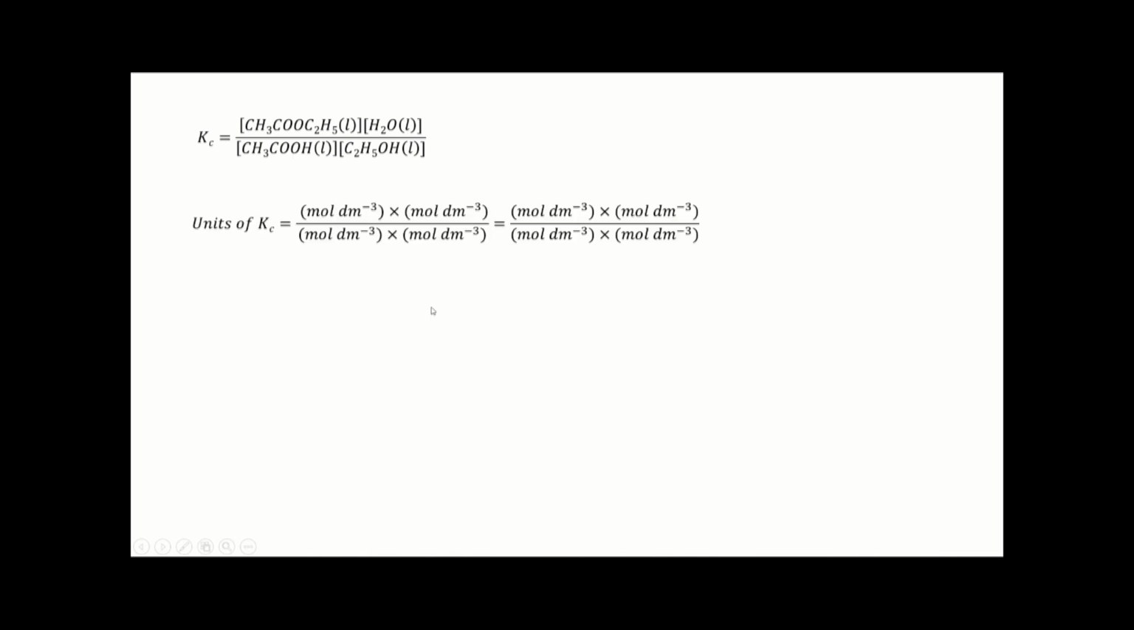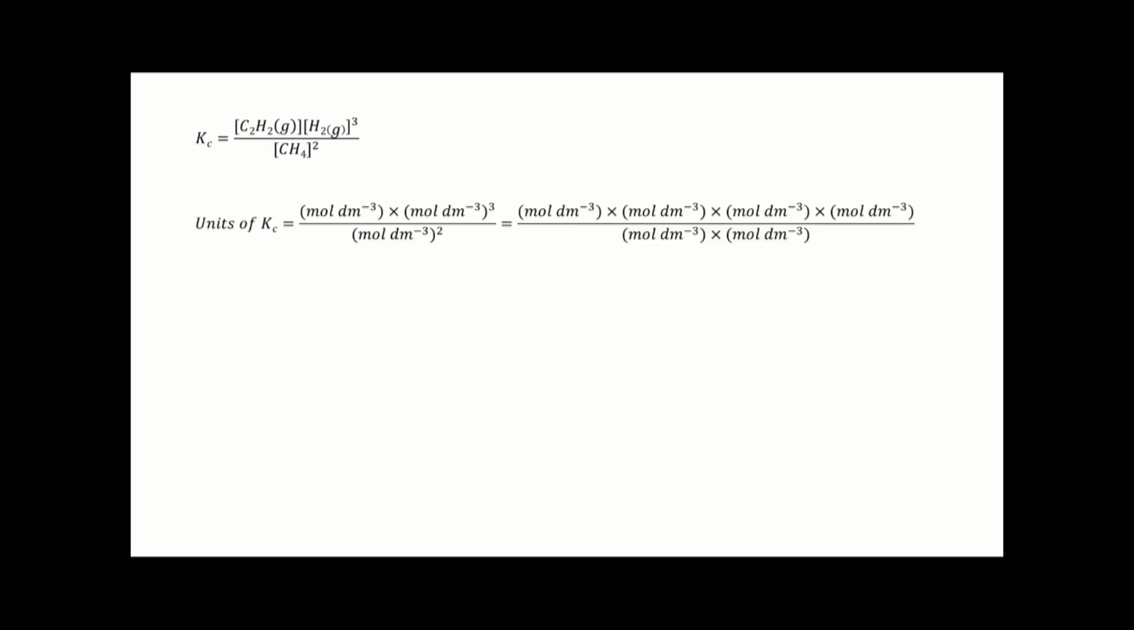So this example is an esterification. You can see that we've got an ester at the top being produced with water as a product as well, being produced from the reaction of a carboxylic acid and an alcohol. So if we take each of these 4 terms for concentration, and we put the unit in instead, we end up with moles per decimeter cubed times moles per decimeter cubed on the top and the bottom, and those all cancel out. Okay, so if they all cancel out, we end up with Kc with no units at all.